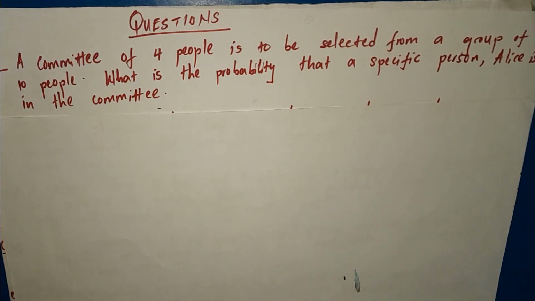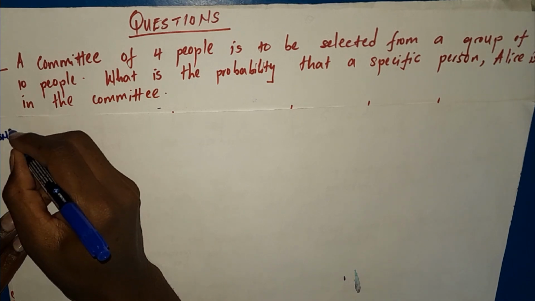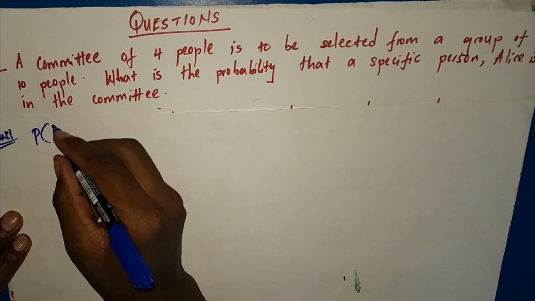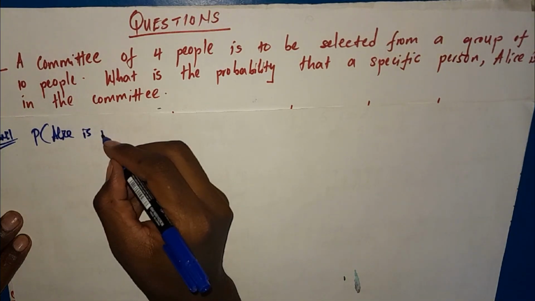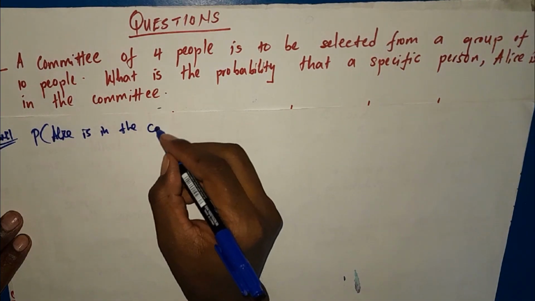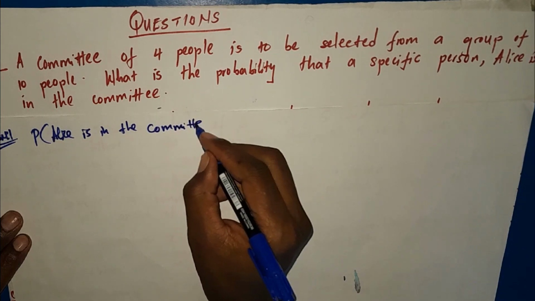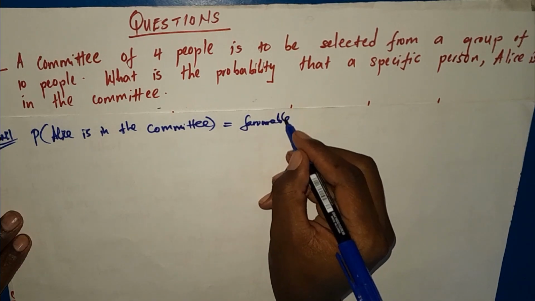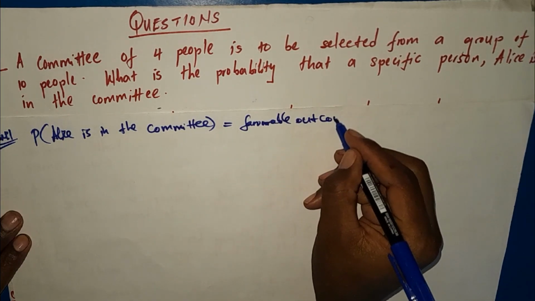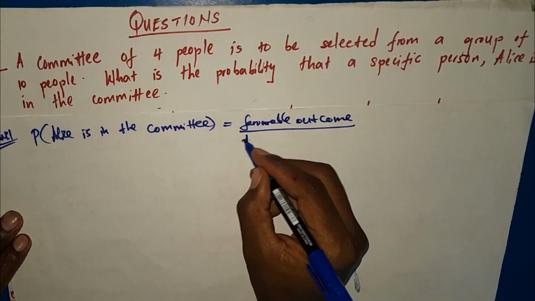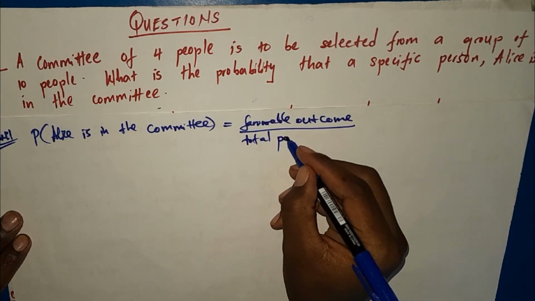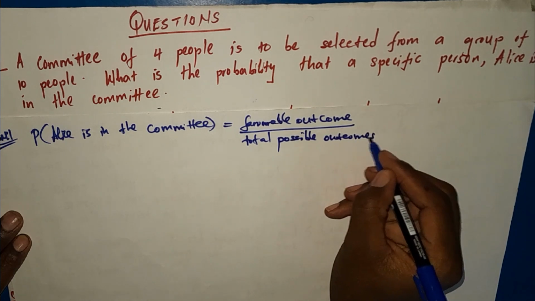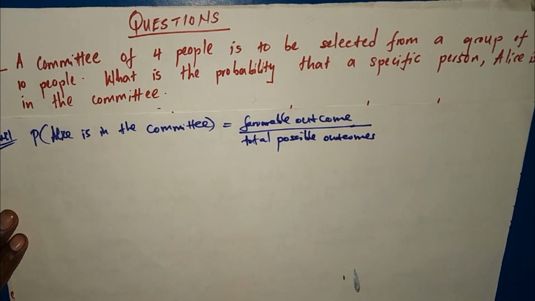Question 1, solution. The probability that Alice is in the committee is equal to the favorable outcomes over the total possible outcomes. So this is the formula for the probability.